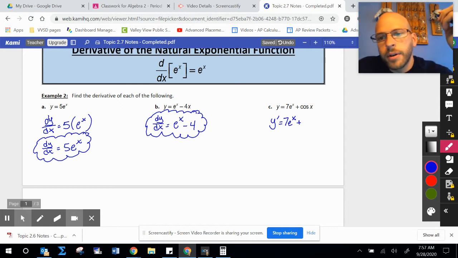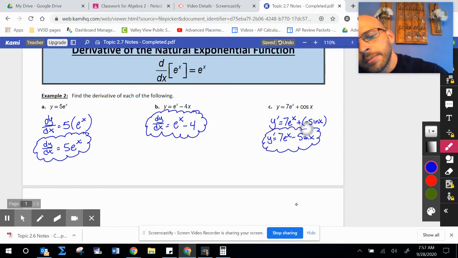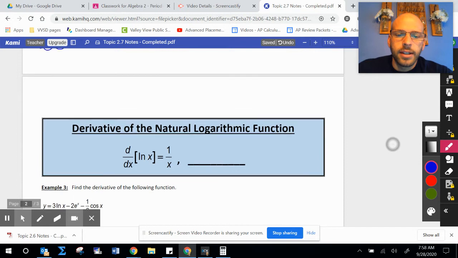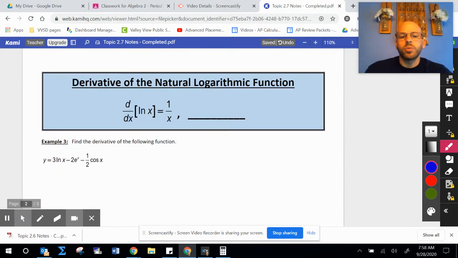But now, if you remember from above, I don't know if you've forgotten them already, but the derivative of cosine of x is a negative sine of x. So I have y prime equals 7 e to the x minus sine of x. And this is my derivative. Okay. Now, next is a natural log. Now, there is a catch with natural log that I want you to be aware of.